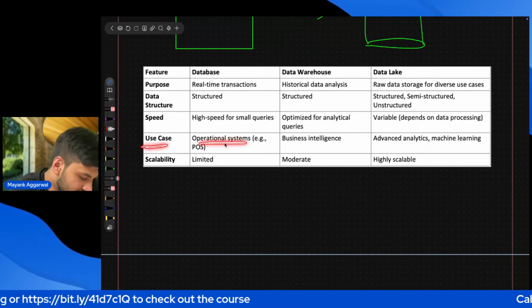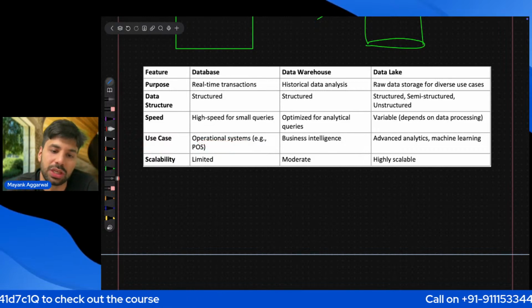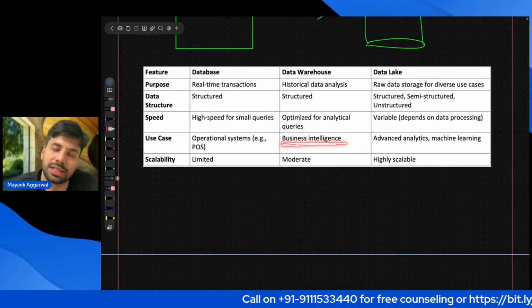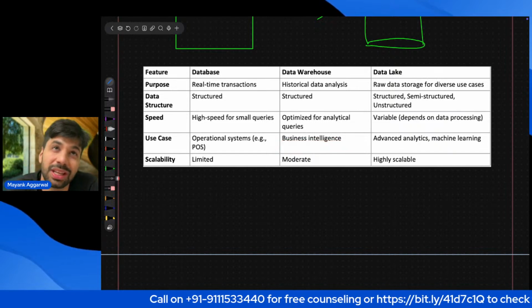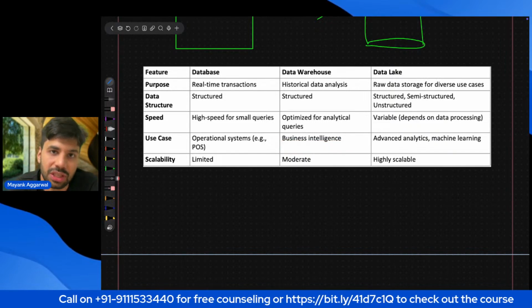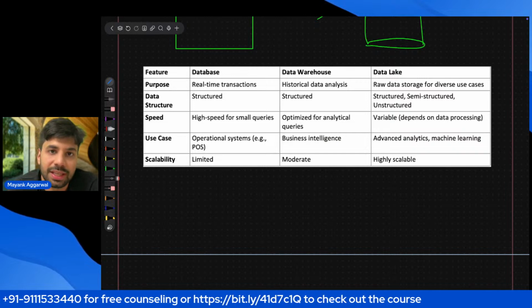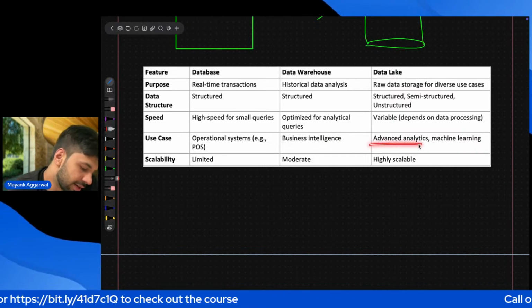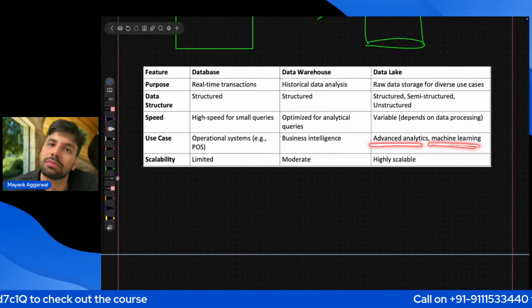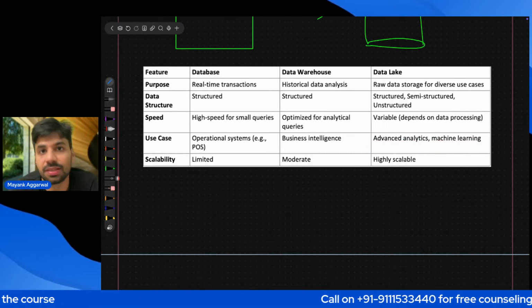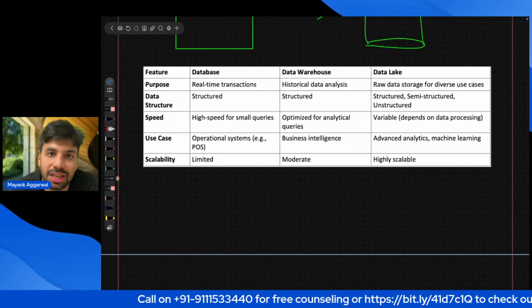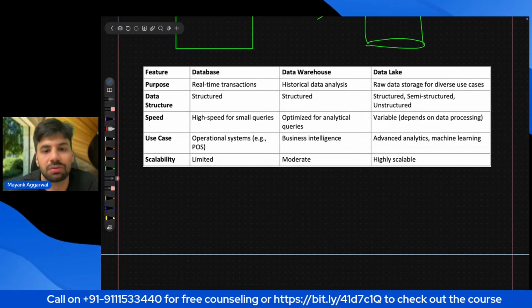Use case: operational system, so every day-to-day usage, is where a database is required. For business intelligence, understanding how much business you did in the last 5 years and what the different kinds of customers are, having a quick read system, that is where a data warehouse comes into the picture. Data lake: advanced analytics and machine learning. You might have to get images, reviews, CCTV footage or some video reviews. Data lake.